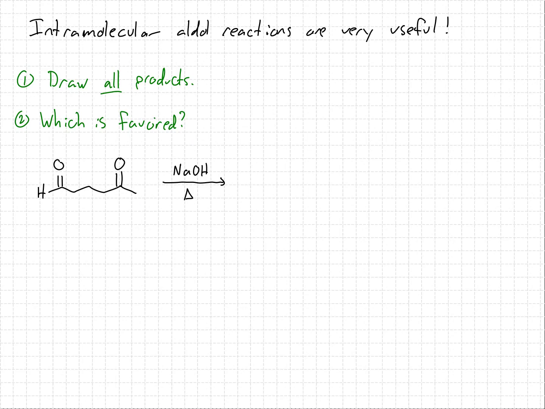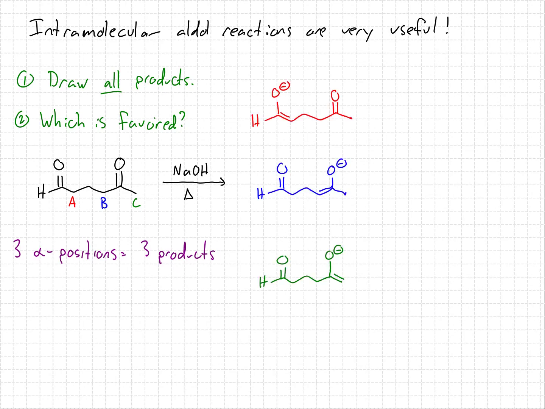Alright, so where do we start here? I would say the best place to start is by locating all of the alpha carbons that could potentially act as nucleophiles. This compound has 3 potential alpha carbons which are all different, which means that we're likely to form 3 different products. After doing this, I'm going to draw the 3 possible enolates that I could get by deprotonating at each of the 3 alpha positions.